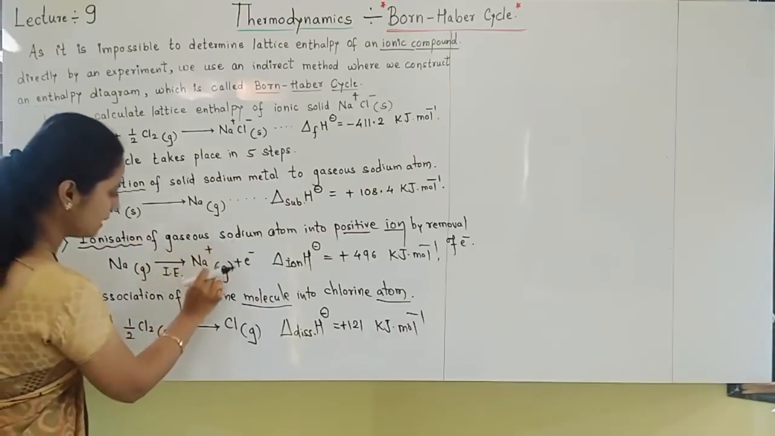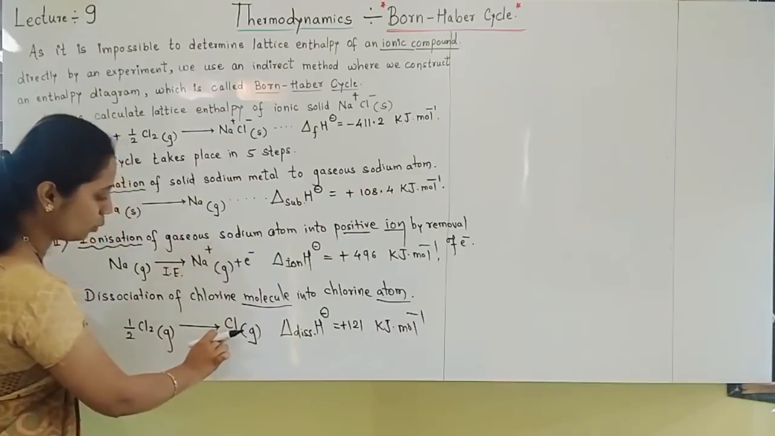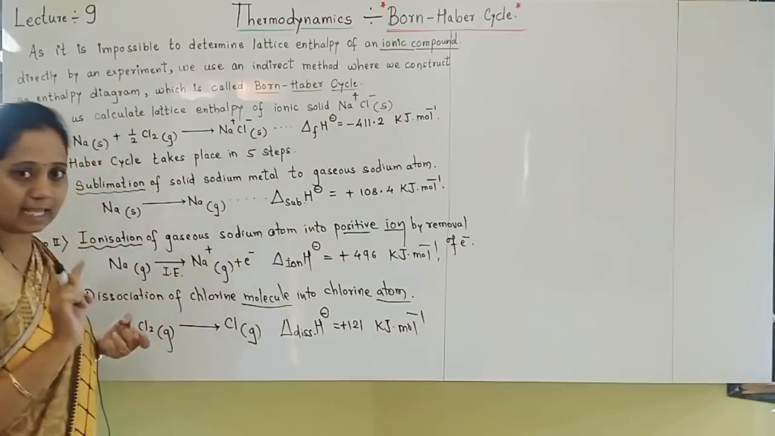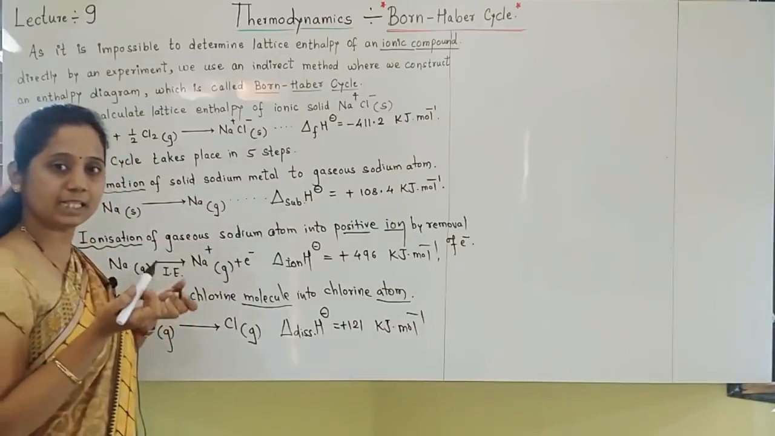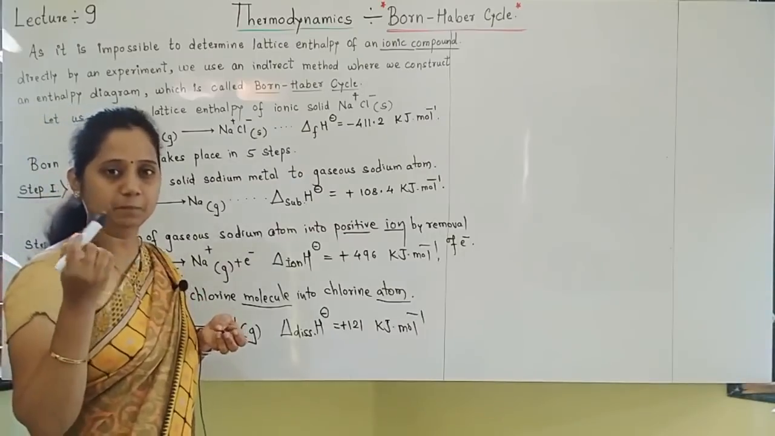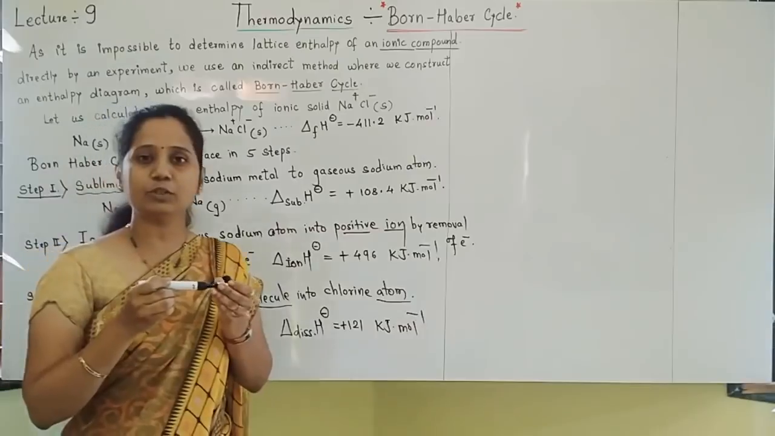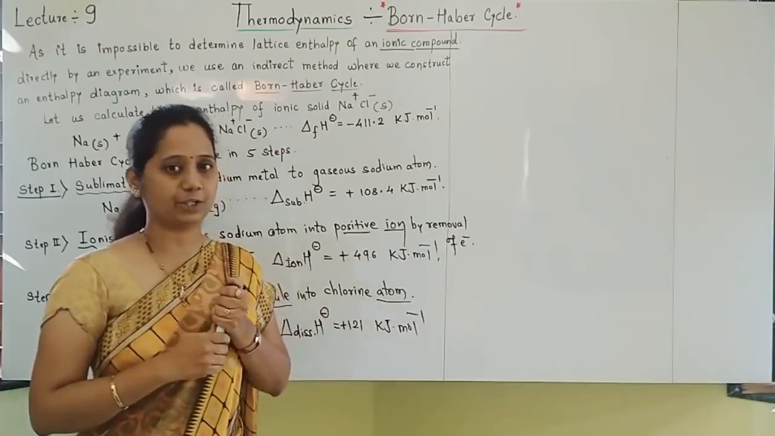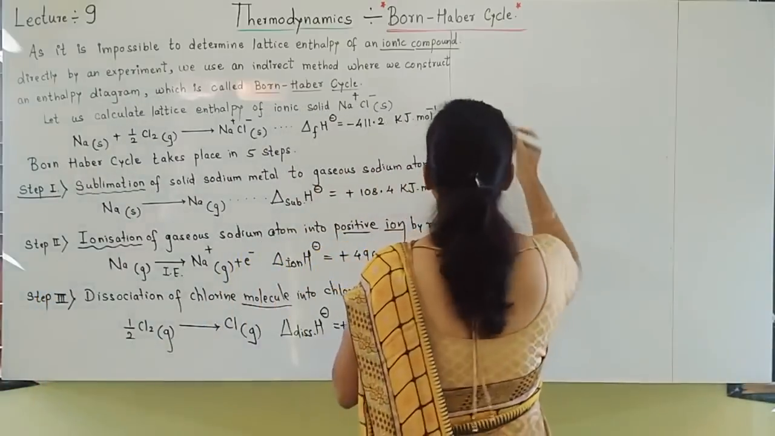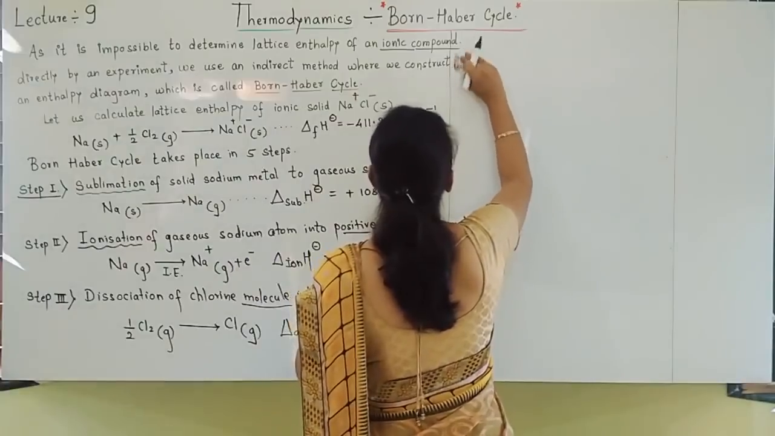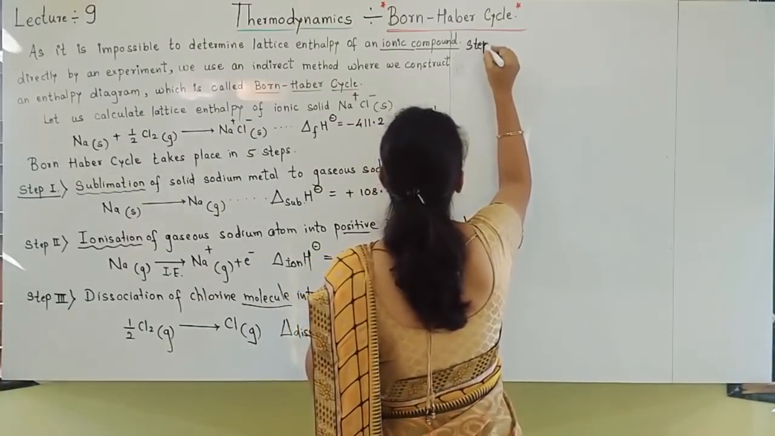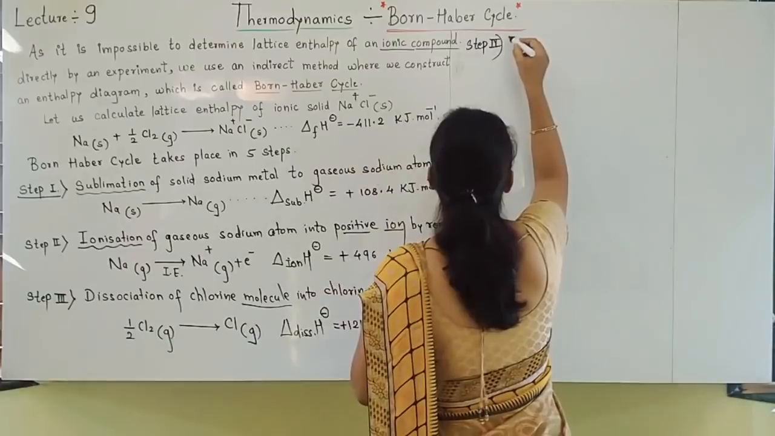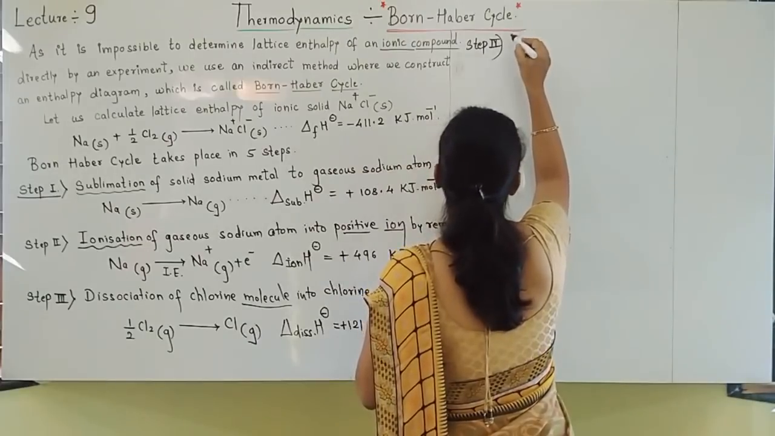Next, Na plus is gas, but Cl is only gas. We don't want Cl, we want Cl minus. So let us convert Cl gas into Cl minus gas. How will Cl get converted into Cl minus? That is chloride ion. You know that whenever any atom accepts an electron, gains an electron, it gets a negative charge. So what will I write now? Step 4. Electron gain enthalpy.